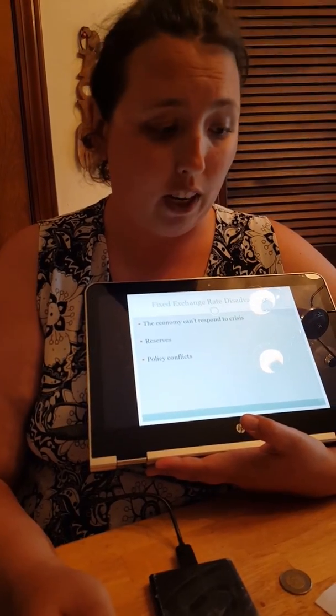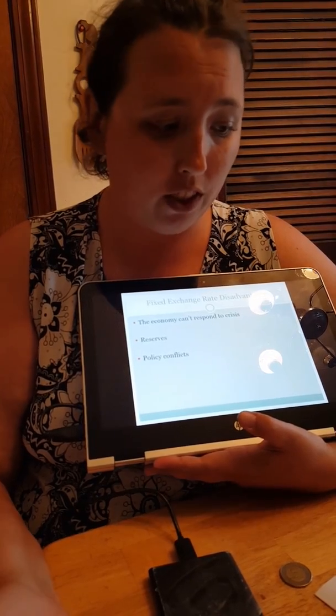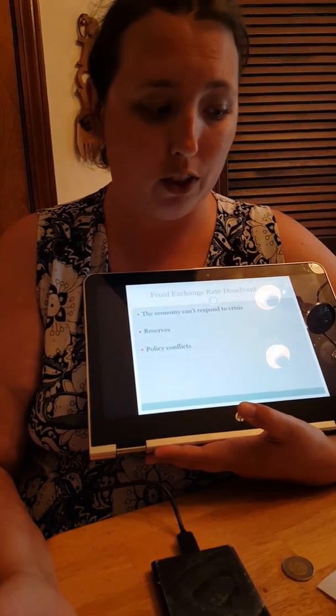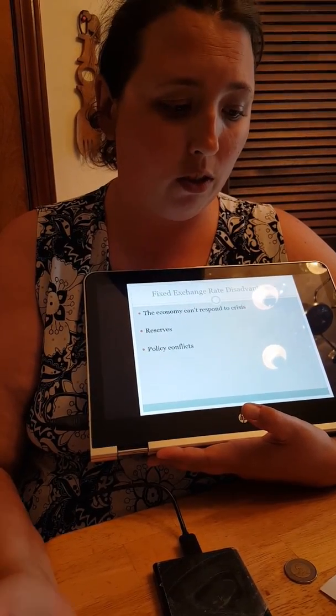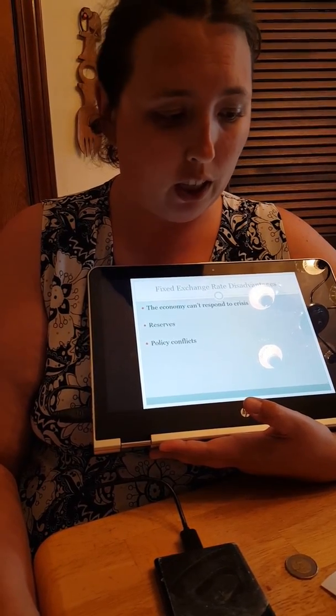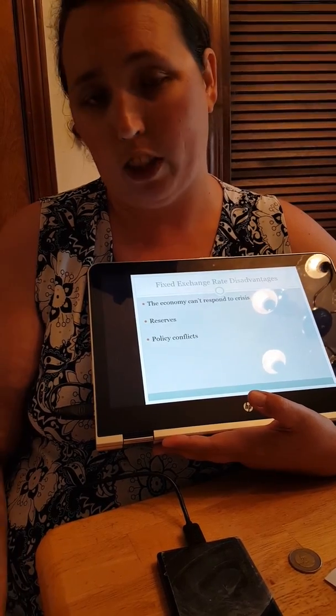With the fixed exchange rate, the government can't respond quickly to imbalances of payments. Another disadvantage is that the fixed exchange rate system requires a large amount of reserves, and there may be problems with liquidation. Also, sometimes if the fixed exchange rate is set too high or too low, it may not be compatible with the economy and therefore creates conflicts of policies.